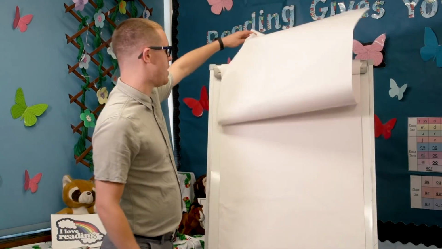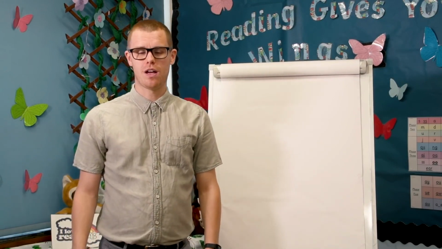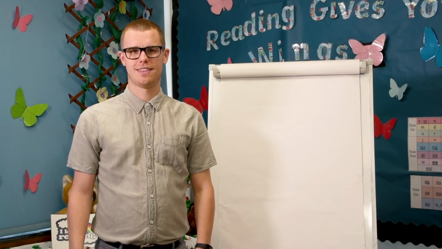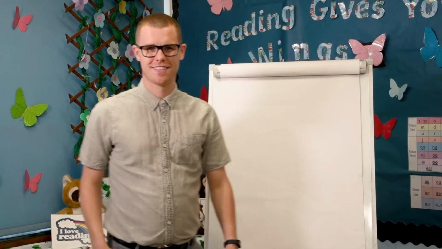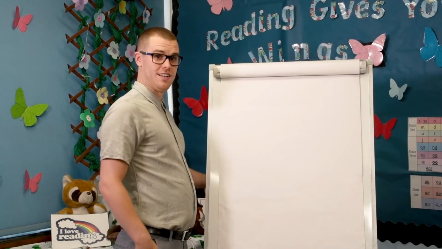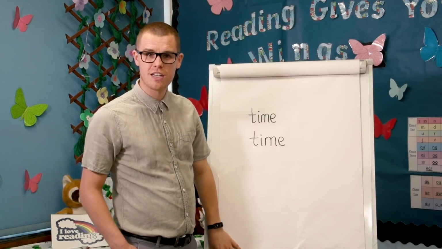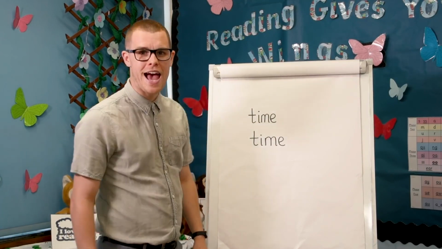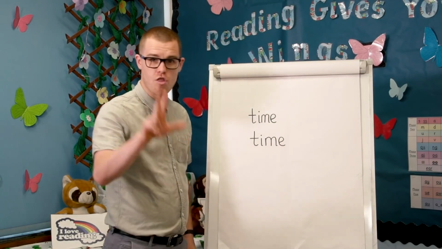Let's hide the word. Now you have a go. Say the word. Say the sounds. Write them down. Don't forget the split digraph. Okay? Let's check our spelling. Did you get it right? Don't worry if you didn't. Quickly change it now. Time. T-I-M. 3 sounds.